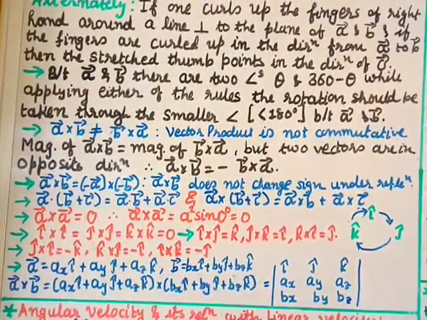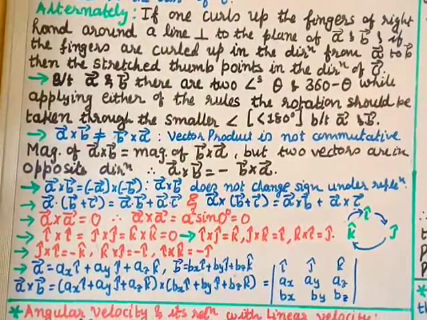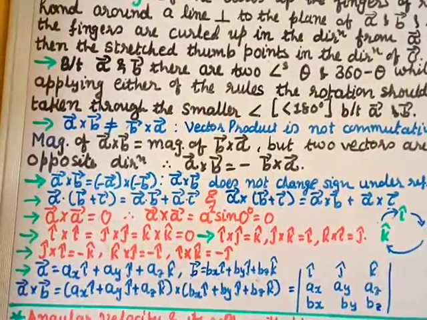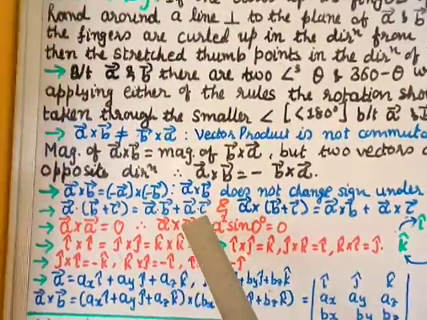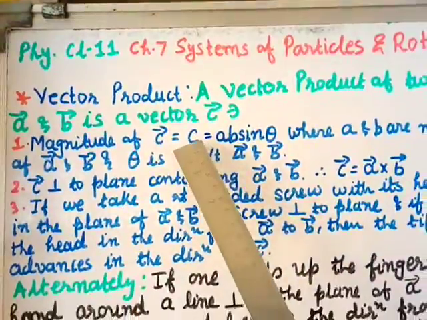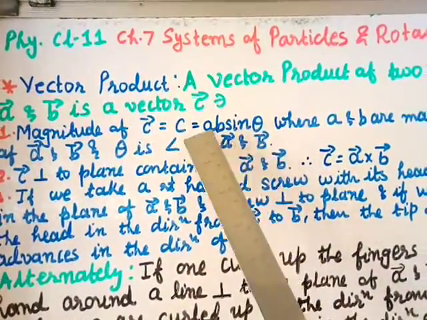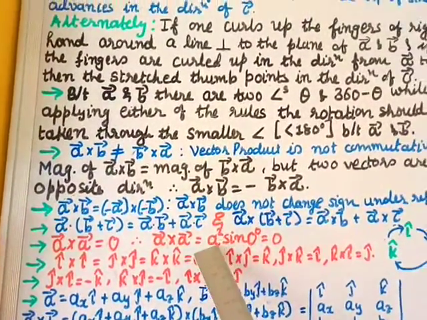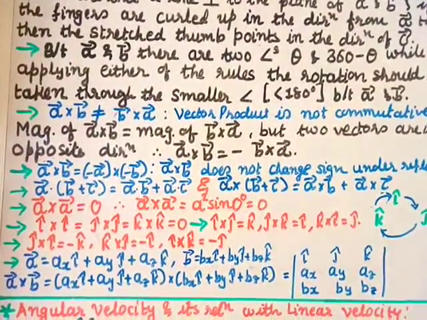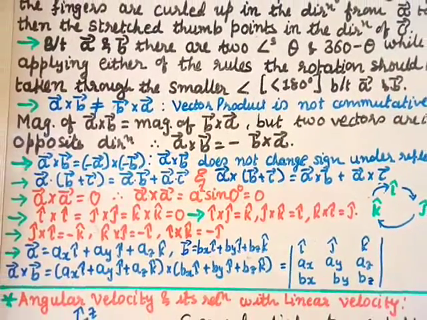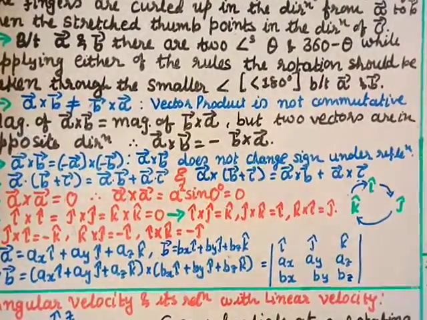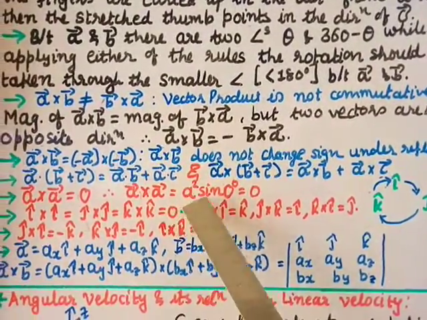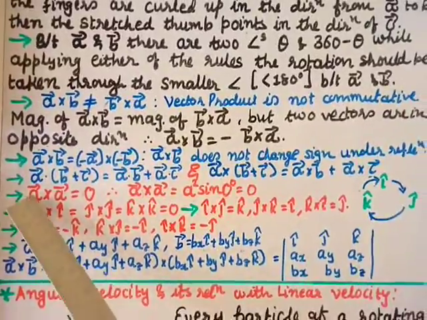Now what happens if I do the cross product of a vector with itself? If I do A cross A, then the answer is 0. Why? Because by definition, A cross B gives a new vector C with magnitude AB sin theta. Here I am taking A cross A, so A into A, that is A squared sin theta, and we know the angle between a line and itself is 0. That means sin 0 degrees, and sin 0 is 0. So A squared into 0 gives 0. So A cross A is 0.